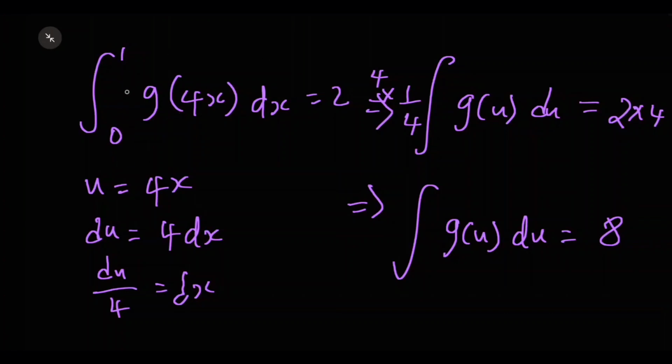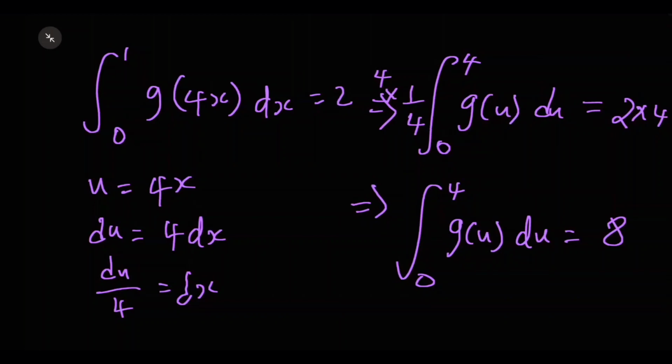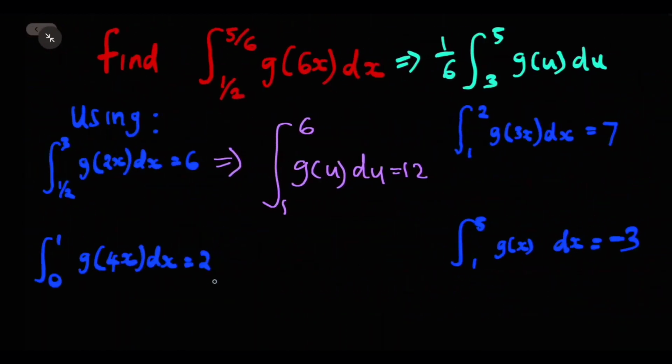And remember, we still have our intervals. In terms of x, our intervals went from 1 to 0, and in terms of u, we multiply our intervals in terms of x by 4. So we have 4 times 1 is 4, 4 times 0 is 0. So here we have from 4 to 0. It means that we can rewrite this as the integral from 4 to 0 of g of u du equals 8.